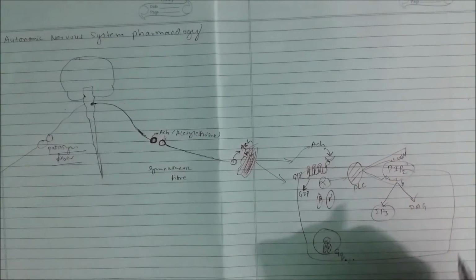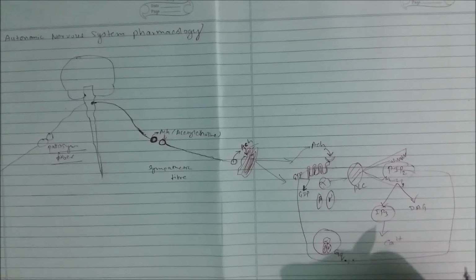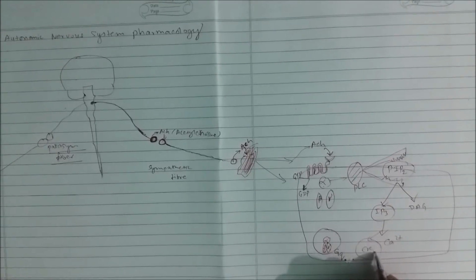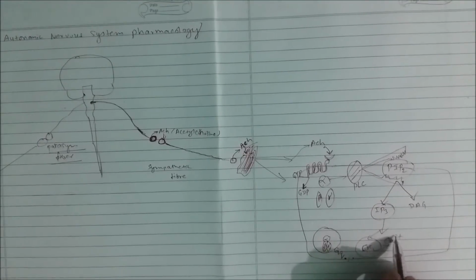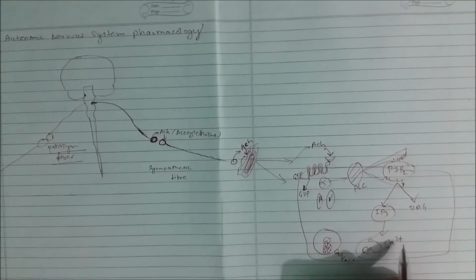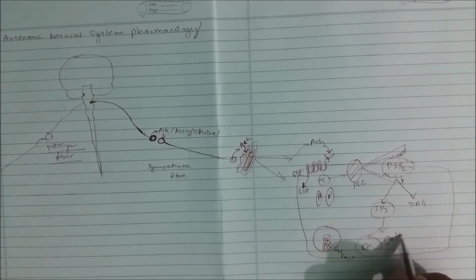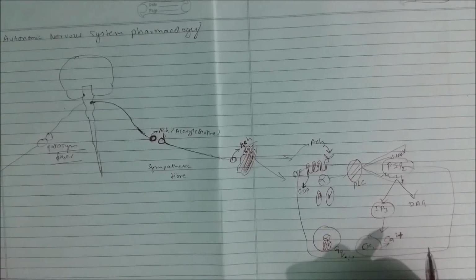And this inositol triphosphate within this cell causes a release of calcium ions from the endoplasmic reticulum. Okay, if this is the endoplasmic reticulum, it induces the release of calcium from this endoplasmic reticulum. And when these calcium ions get released inside the cell, it increases the positivity inside the cell. The cell changes from an electronegative nature into an electropositive nature, and this means that the cell is activated now.